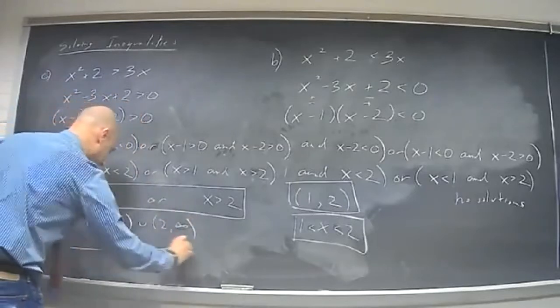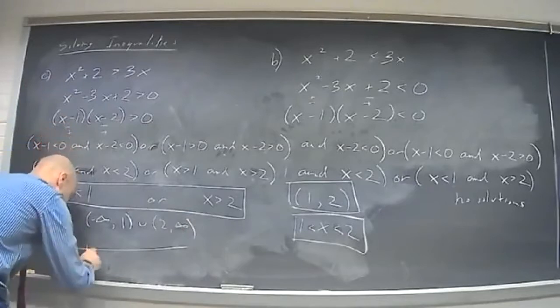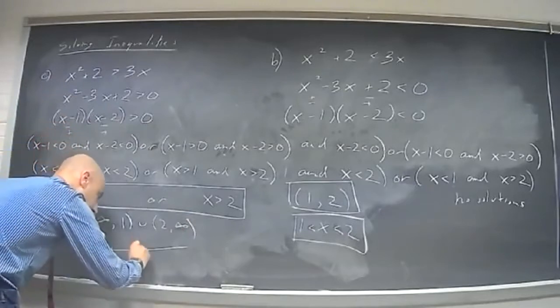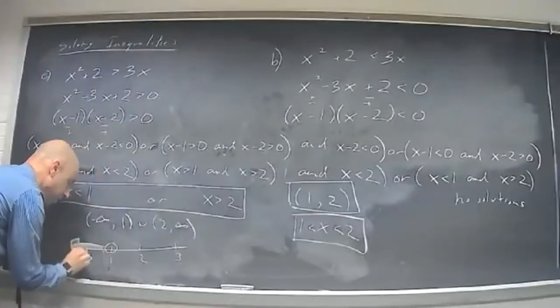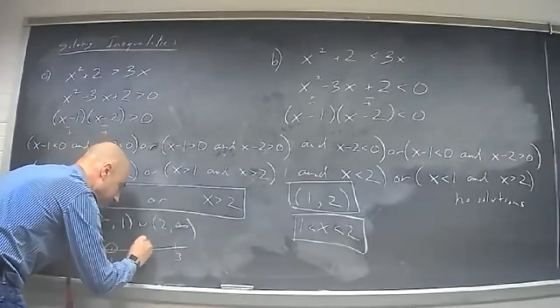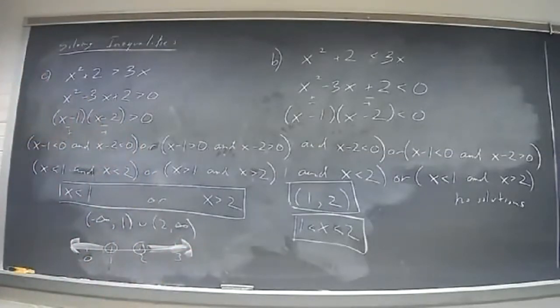You could graph it on a number line. So let's say 0, 1, 2, 3. It's all the numbers less than 1. It's all the numbers greater than 2. There's lots of ways you could write your answer. You don't have to put them all down. Any one of them is fine. Choose your favorite.